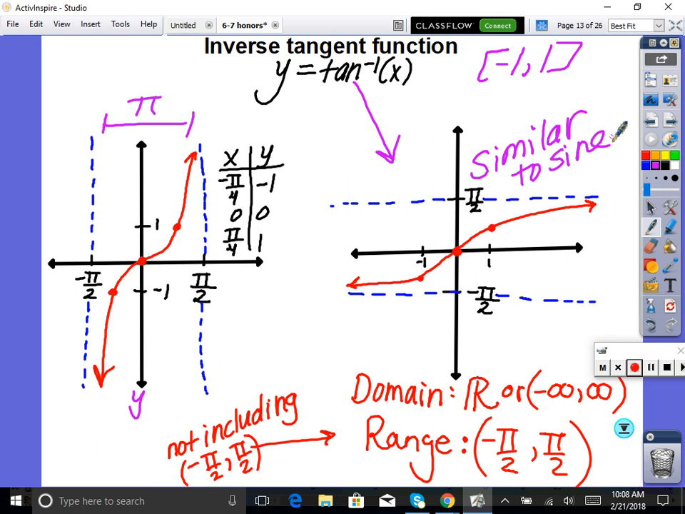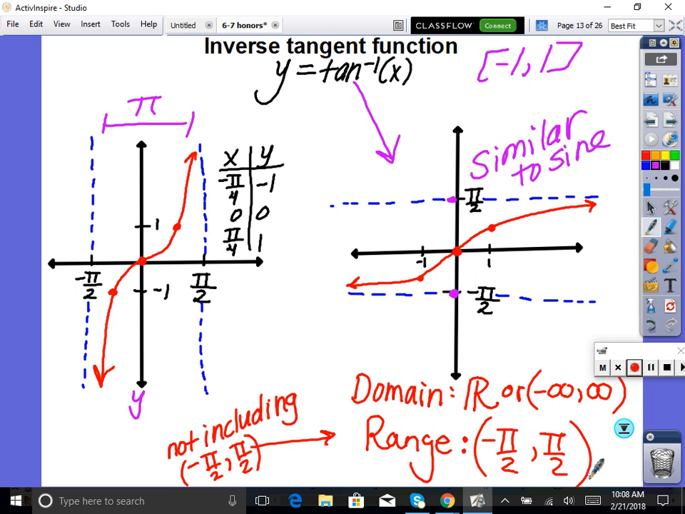Now, one thing to note, for sine, it could land on negative pi halves and pi halves, but for tangent inverse, it can't, because that's an asymptote, a value it can't be. So that's why I have parentheses around tangent inverse.